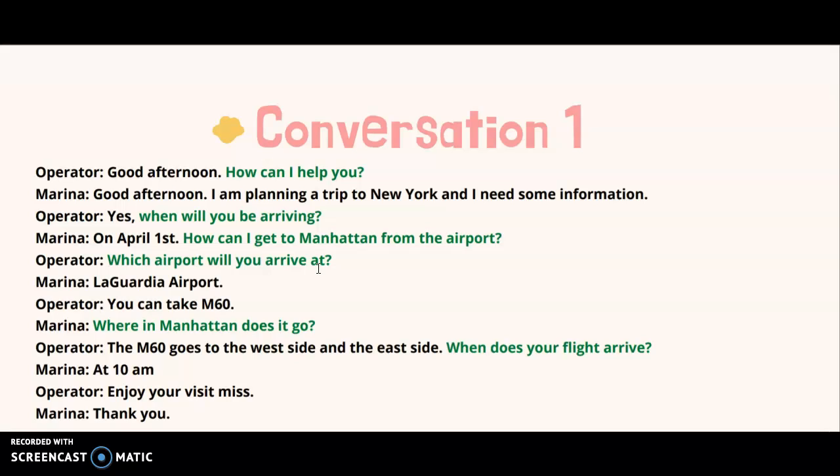Operator: Good afternoon. How can I help you? Marina: Good afternoon. I am planning a trip to New York and I need some information. Operator: Yes, when will you be arriving? Marina: On April 1st. How can I get to Manhattan from the airport? Operator: Which airport will you arrive at? Marina: LaGuardia Airport. Operator: Oh, you can take the M60. Marina: Where in Manhattan does it go? Operator: The M60 goes to the west side and the east side. When does your flight arrive? Marina: At 10 a.m. Operator: Enjoy your visit, miss.